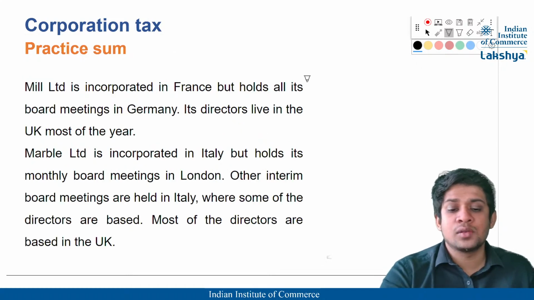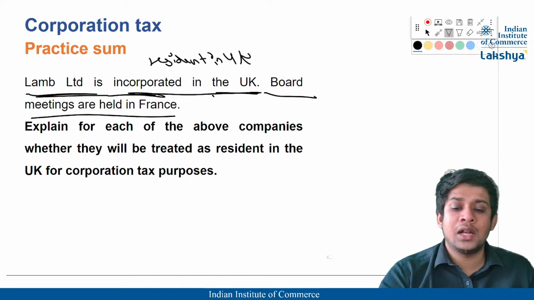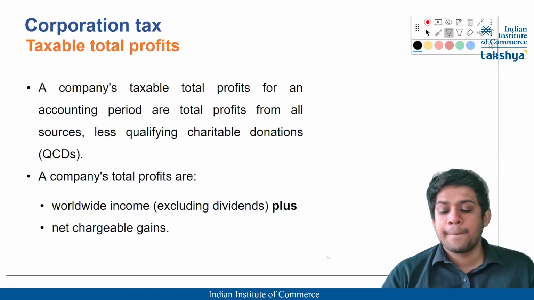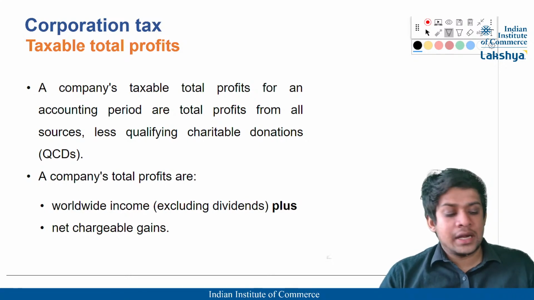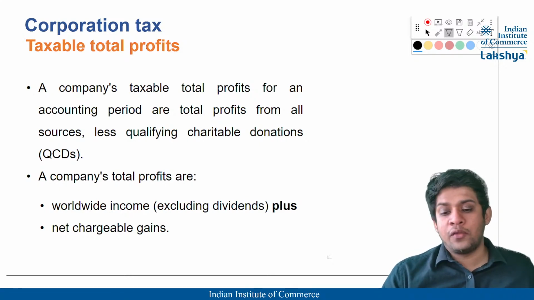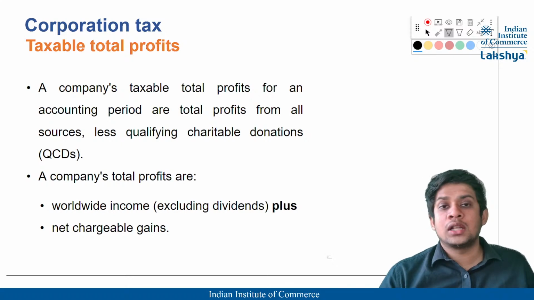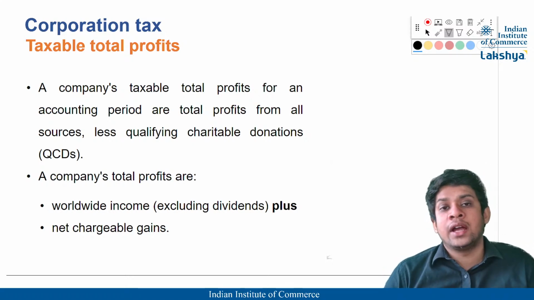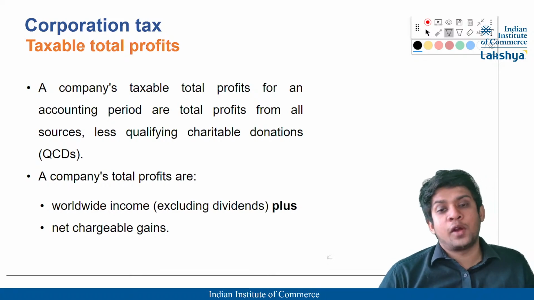Okay. So only the first one was not a resident. The second one and the third one are actually resident companies of UK. Okay, guys. Now let us understand taxable total profits. For a company, what are the taxable total profits, and thus what is the corporation tax charge on their incomes? Okay, on their profits.